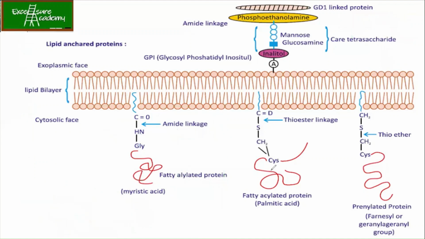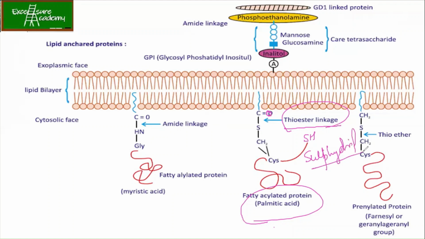In the next, we have palmitic acid. Again, palmitic acid has its COOH here, okay? Palmitic acid forms a thioester linkage. Thioester means you need to have a sulfhydryl group, okay? This is your sulfhydryl group. So which amino acid has the sulfhydryl group? There is only one amino acid which has the SH group, and that is cysteine. Okay? So it is going to form a thioester linkage between the palmitic acid and the SH group of your cysteine. So this is a fatty acylated protein with palmitic acid. This much clear? This is the first type and this is another type.